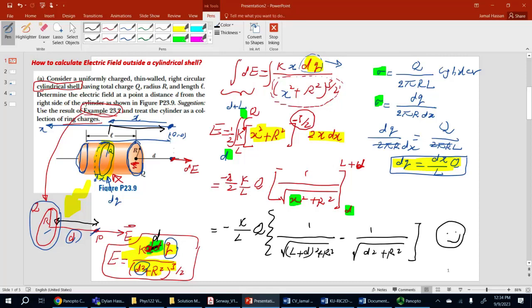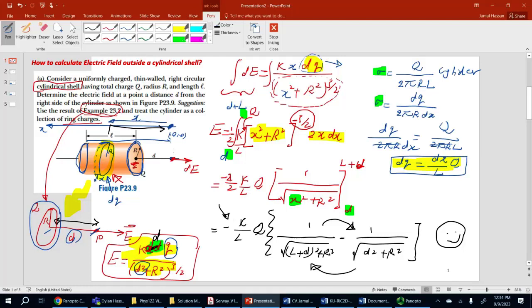To eliminate this negative, you could simply move this term to this side and move this term to the other side. Okay. Remember, this question has a second part. In the second part, we're going to do the following. What if the cylinder was solid? How could we proceed? Okay.